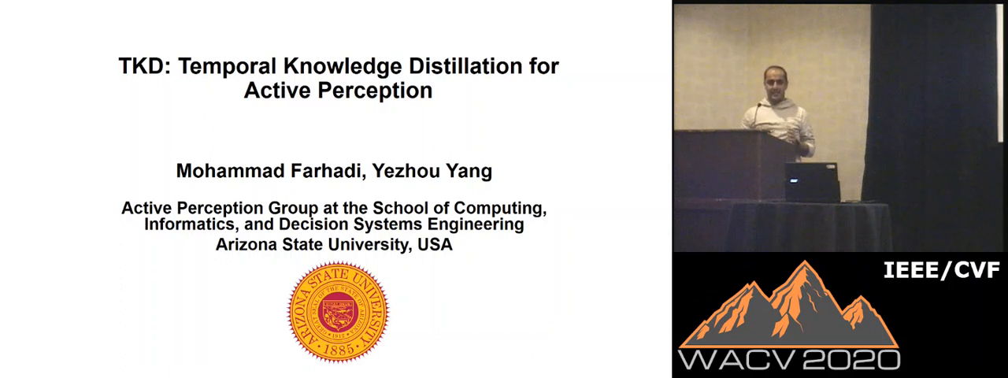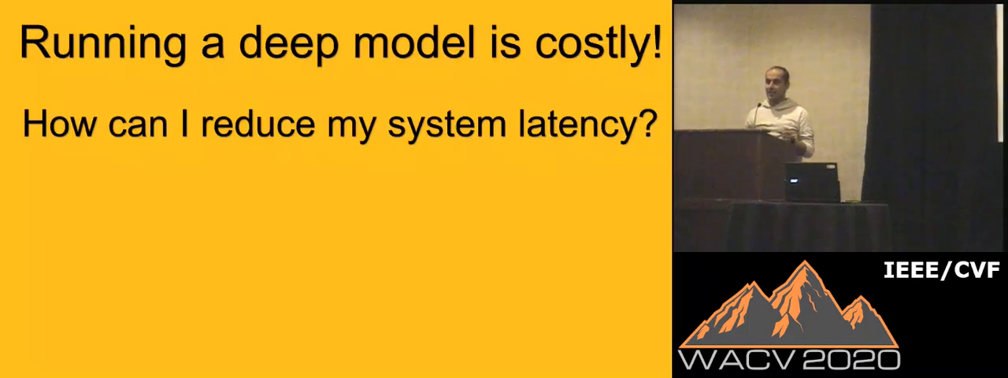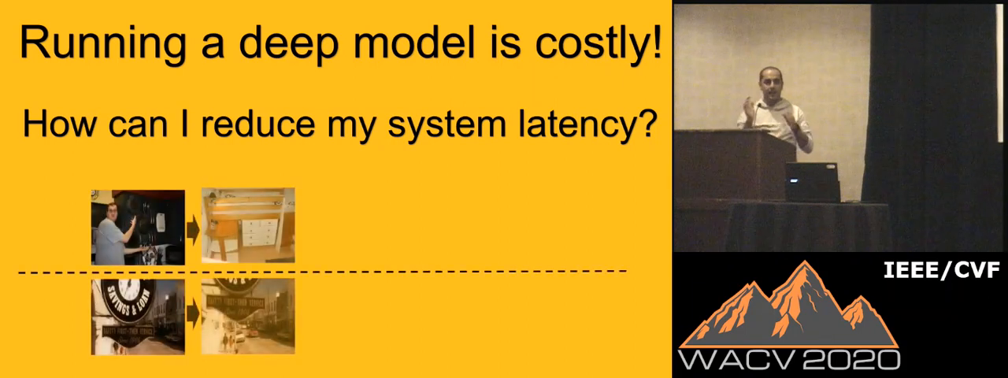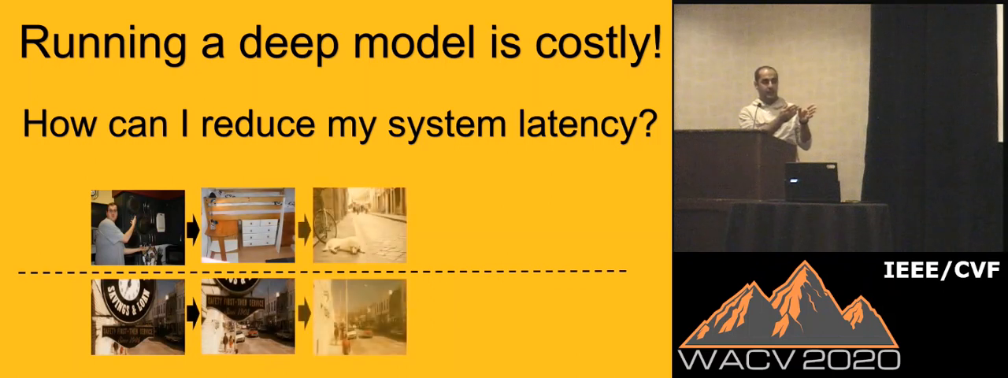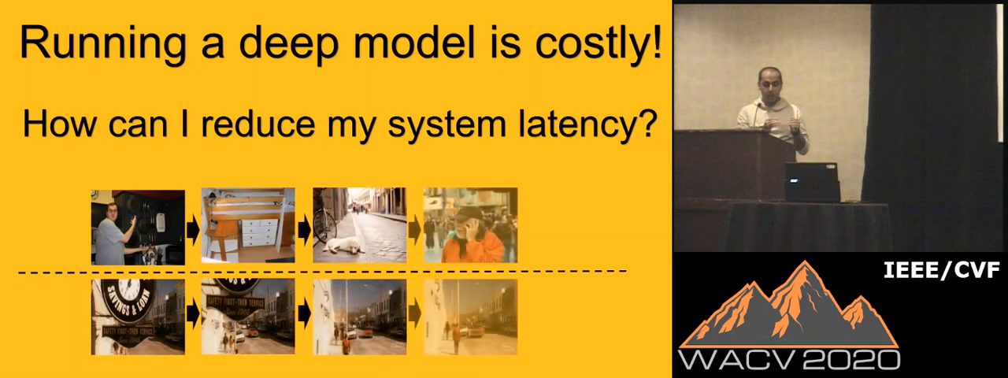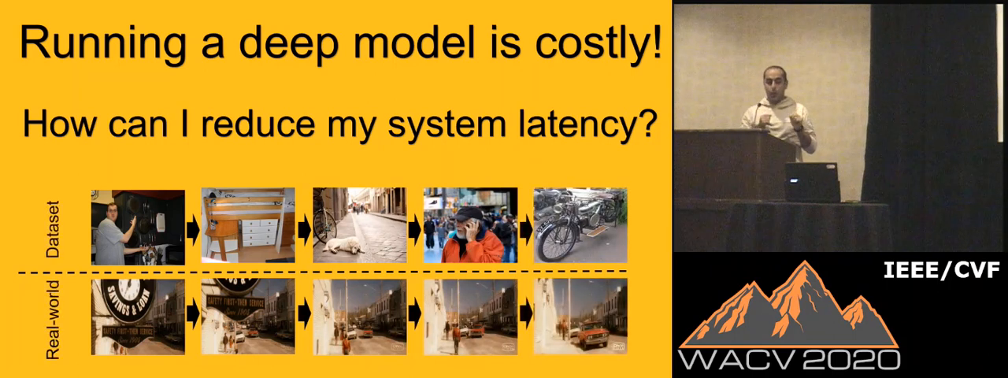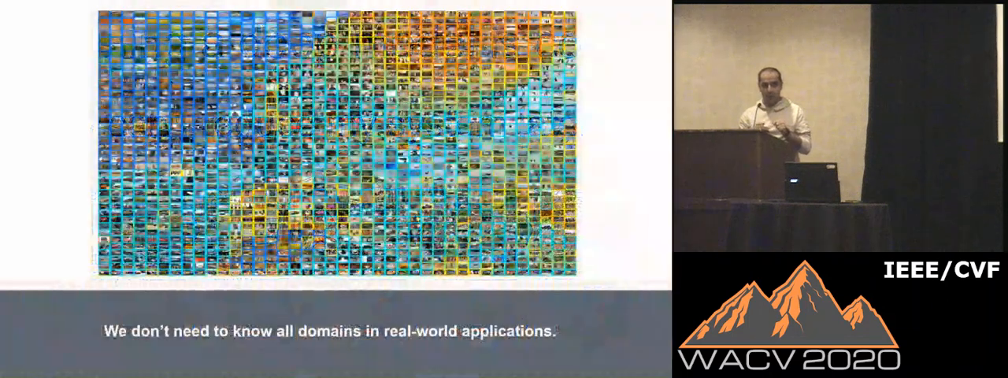So these days, for reaching good accuracy, you need to run deeper and deeper models. You need to have so many parameters. And this creates latency. The question is how we can reduce this latency while maintaining the accuracy. Let's take a look at real-world scenarios. In real-world scenarios, there is a temporal relation between the frames. So we can make use of this temporal knowledge to improve the latency.